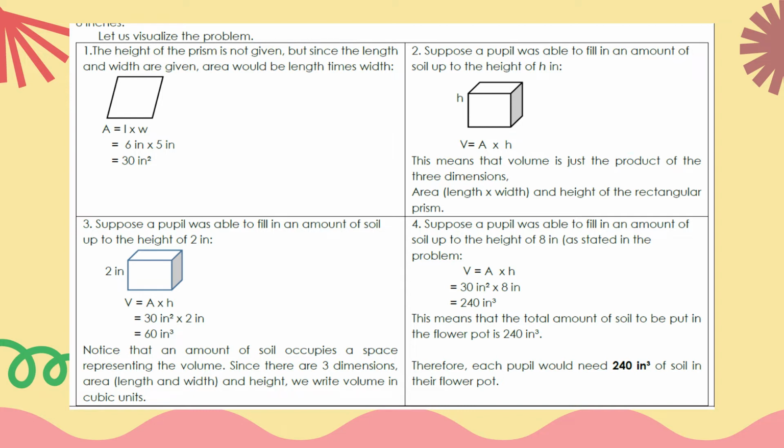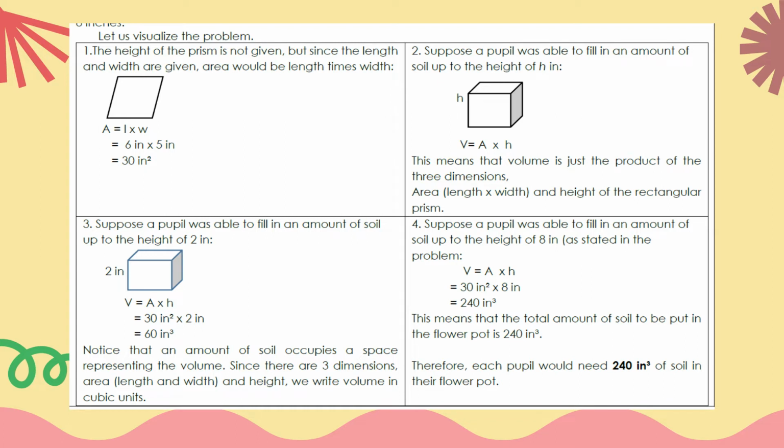Number 3. Suppose a pupil was able to fill in an amount of soil up to the height of 2 inches. Notice that an amount of soil occupies a space representing the volume. Since there are three dimensions, length, width, and height, we write volume in cubic units.